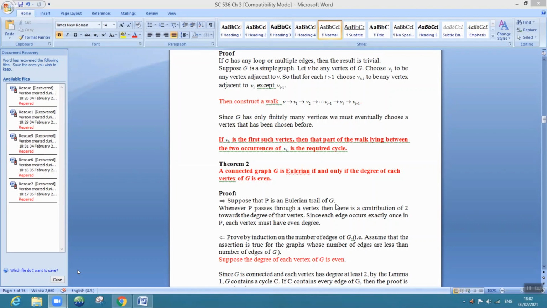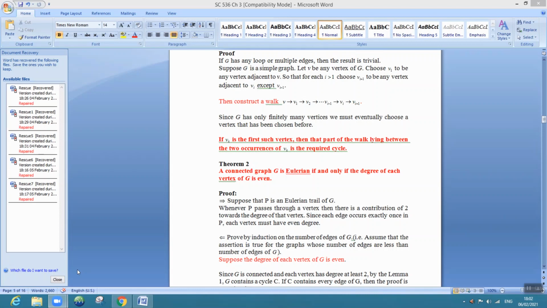We are going to prove this by induction on the number of edges. Assume that every graph which has fewer edges than G is Eulerian. G is the graph I drew. The graph I drew is the smallest graph which has no Eulerian trail, and we are going to get a contradiction and show that there is no such graph.